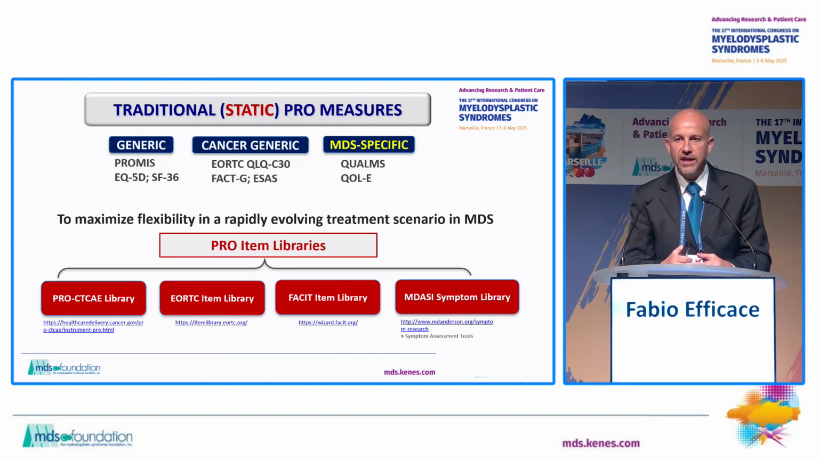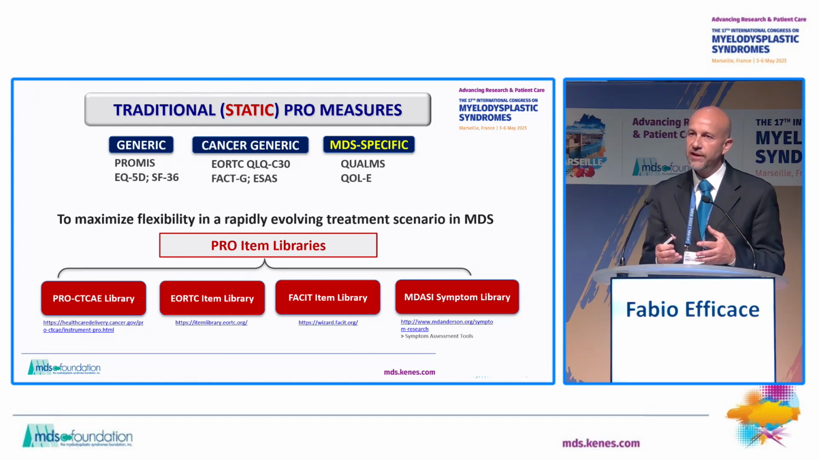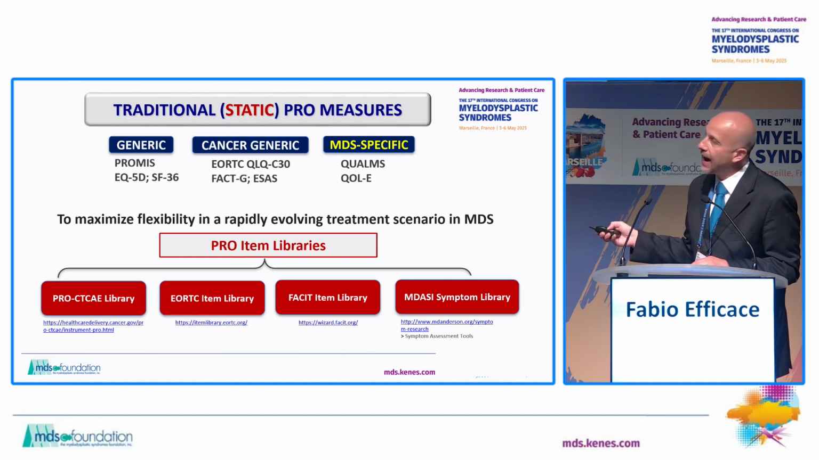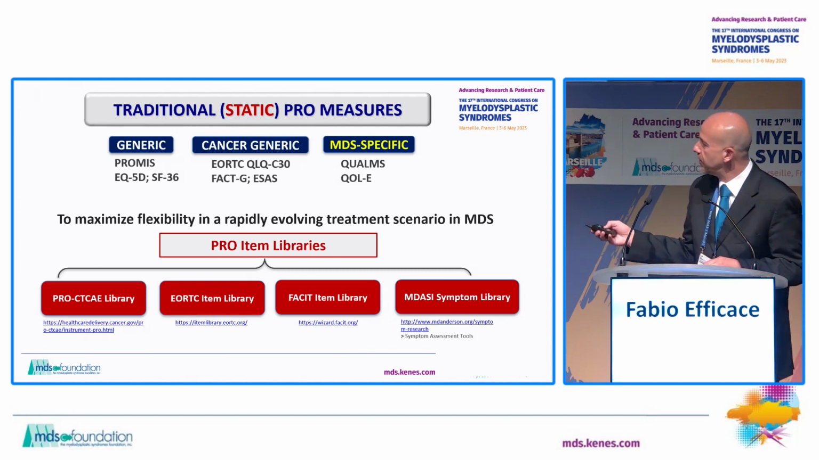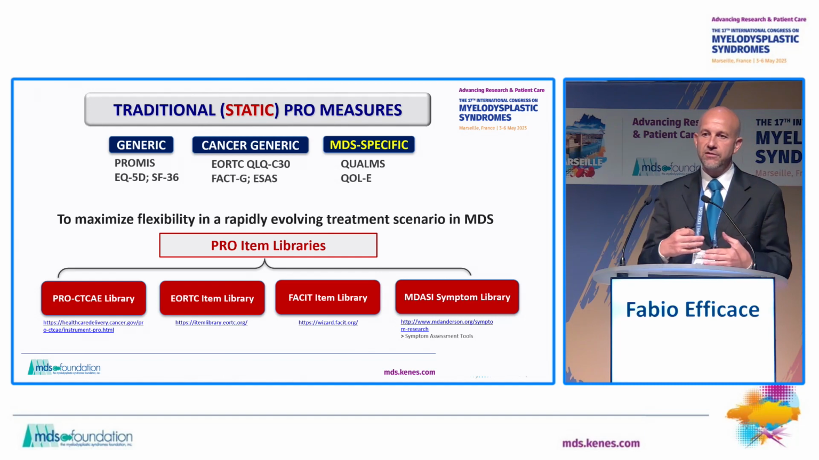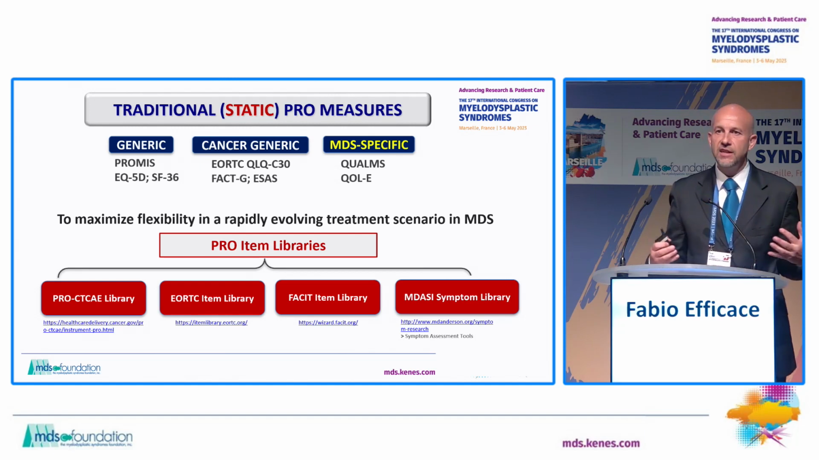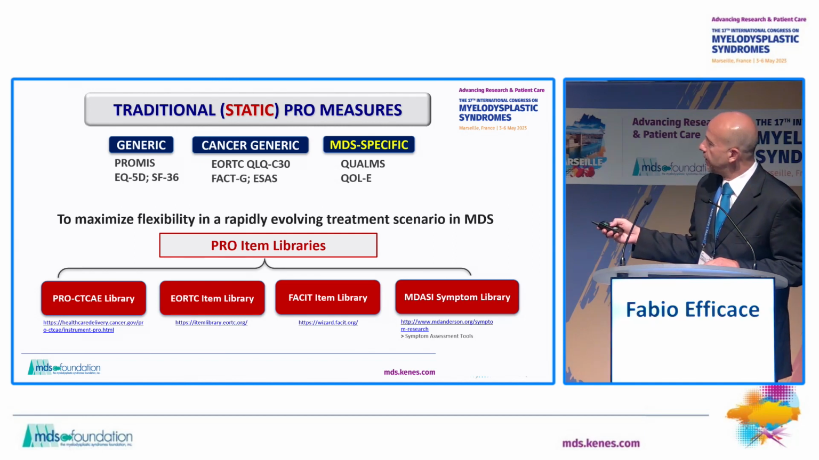I would say what we are facing in MDS is a rapidly evolving treatment landscape. So if I had to identify two key words in the MDS arena, I would say pragmatism and flexibility. Therefore, I would like to mention the use of item libraries. When we are assessing quality of life, when we are assessing PRO, we can also rely on these libraries. Each of these libraries contains hundreds of validated items about fatigue, other symptoms, or quality of life functional aspects. And I'm going to show you a concrete example of how this library can be used.